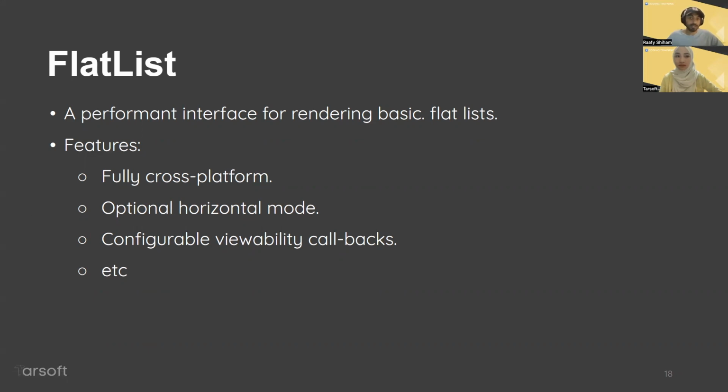Okay, flat list. We talked about scroll view just now, right? But the thing about scroll view is that it renders all the children inside the scroll view at the same time. There's a performance issue there. So instead, React Native provides you with two list views. The first one is flat list. It's just like it says, a performance interface for rendering basic flat lists. It's fully cross-platform, optional. It has a horizontal mode as well, and it can configure viewability callbacks as well. And then there's a lot more.